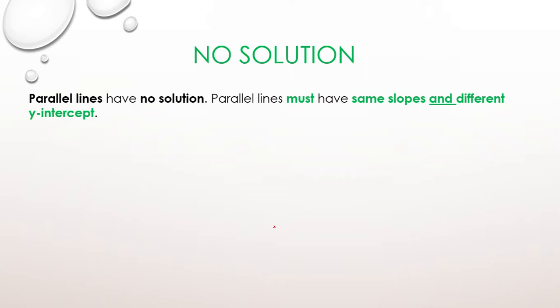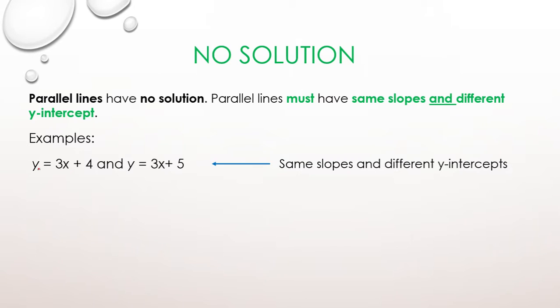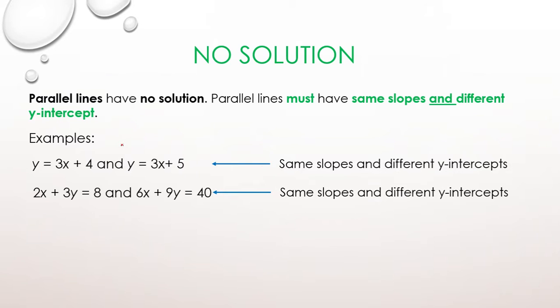Same thing with no solution. So remember, no solution have same slopes and different y-intercept. So here's an example. This one have the same slopes, 3, same slope, but the y-intercepts are different. One is 4, one is 5. Second one, same slope, but different y-intercept.